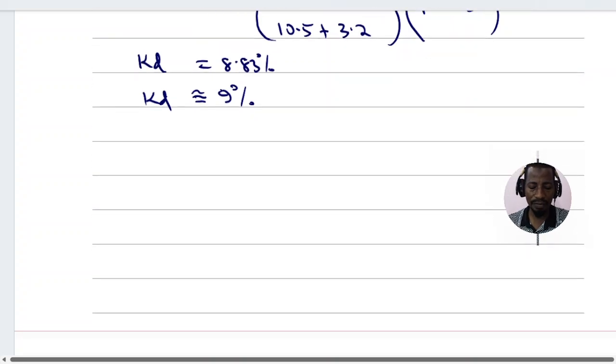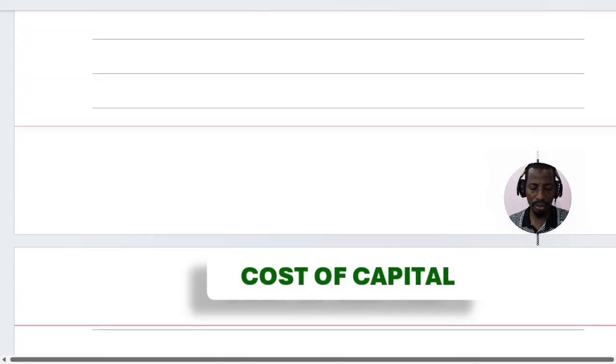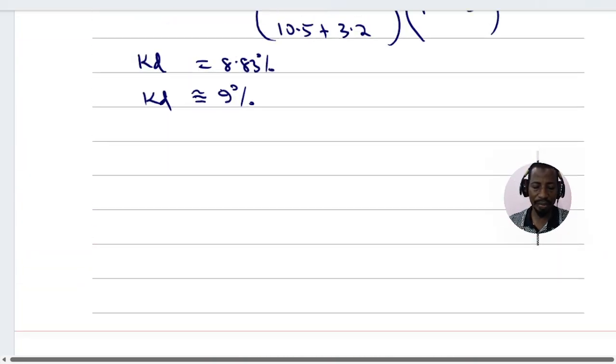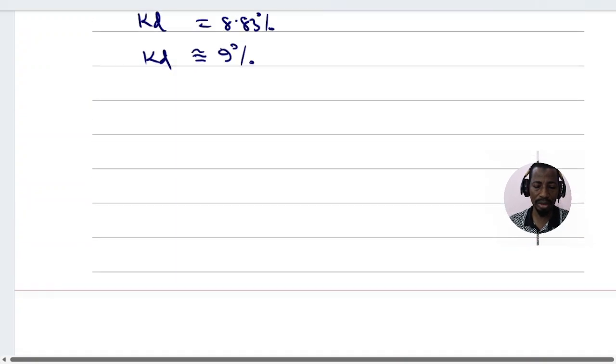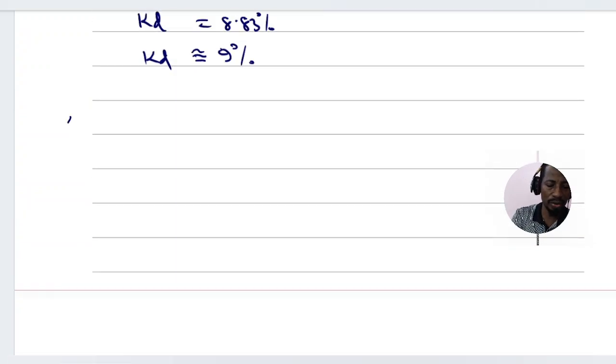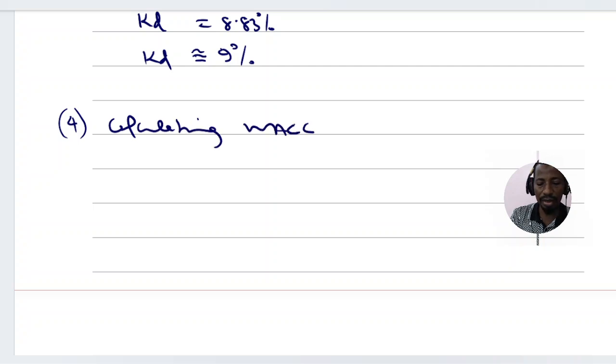So now that we have the cost of redeemable debenture, we need to calculate the weighted average cost of capital. That will be step 4, to calculate the traditional WACC. So I will say calculating weighted average cost of capital, denoted as KW. I can either use the formula or the tabular method to get my WACC.